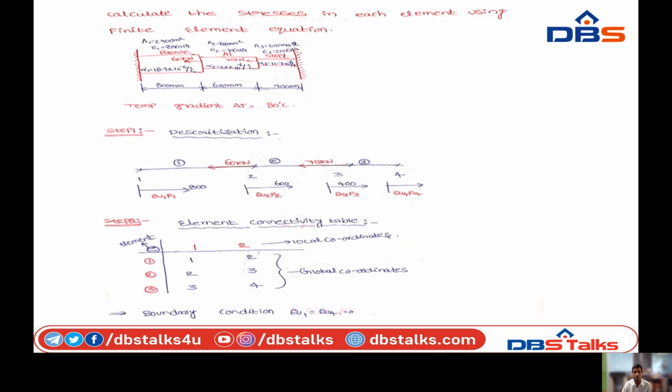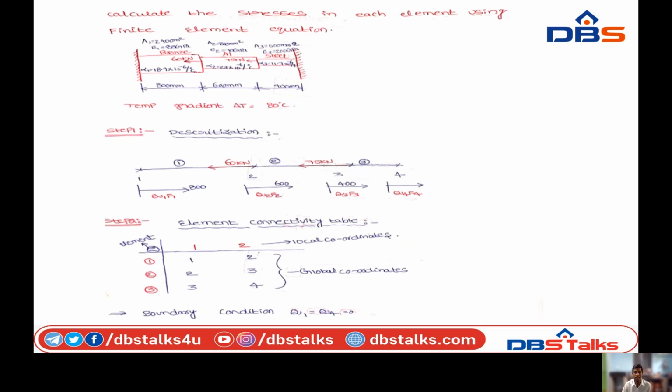For solving any problem in the finite element method, we do the following steps. First of all, the step is the discretization process. Discretization means dividing the body into a number of nodes. Here, three elements are there, so I am dividing the three elements into four nodes: one, two, three, four.